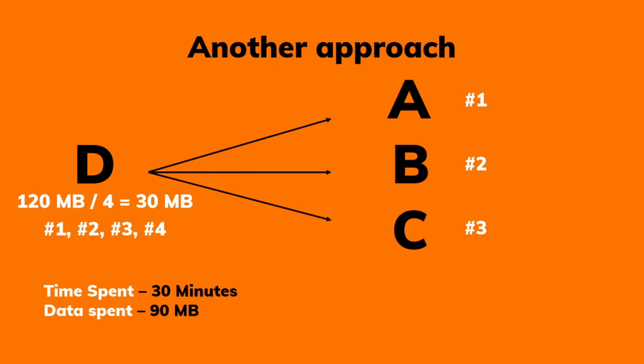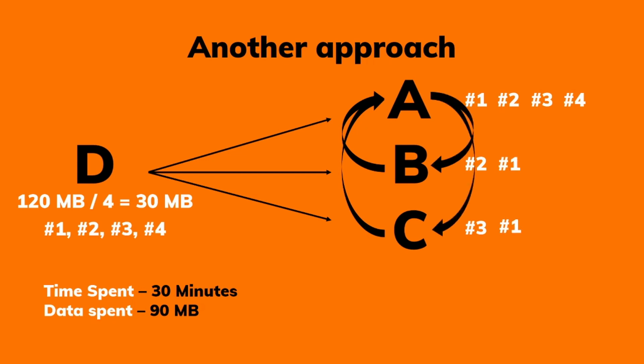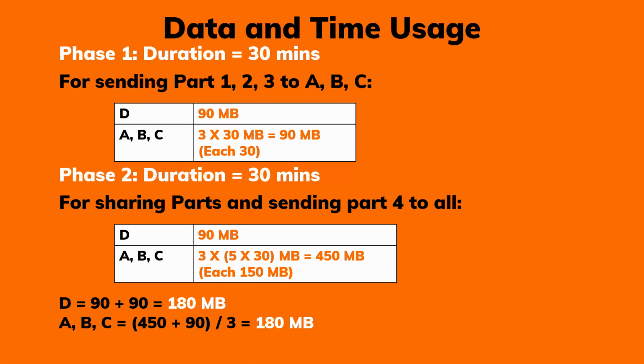In that way, all 3 are working at their full speed. That is, A receives part 2, part 3 and part 4 from B, C and D, and he is also sharing part 1 with B and C. Now let's take a look at the time. It took only 30 minutes for each phase and a total of 1 hour for the total transfer. And the data consumption is also shared equally among all of them. That is, each has to spend only 180 MB.